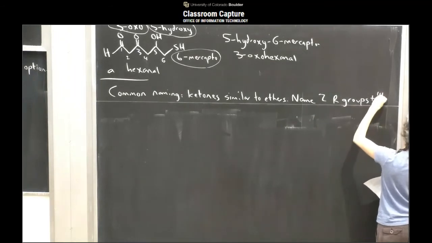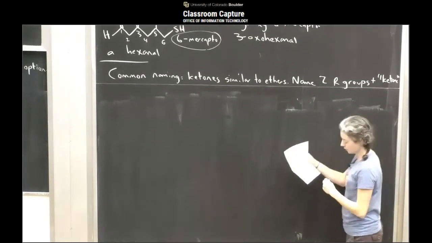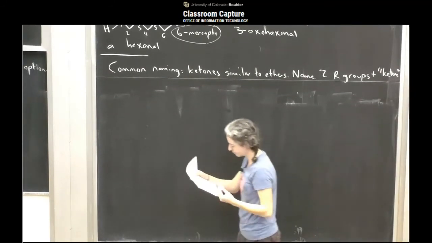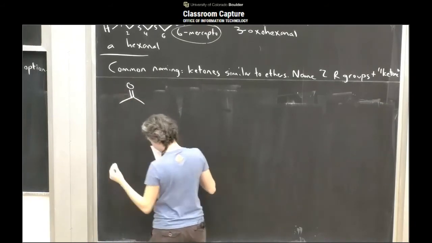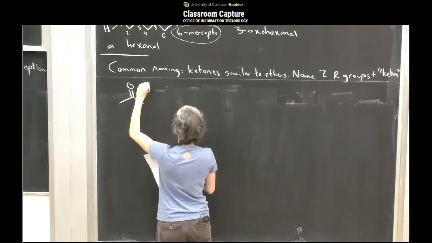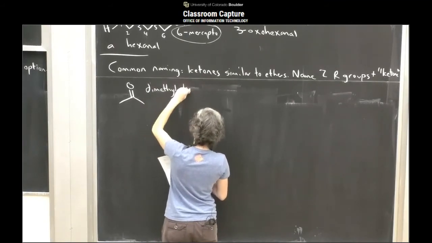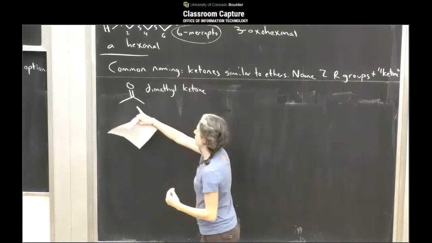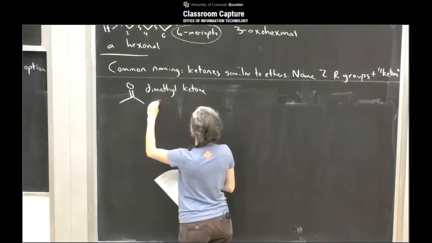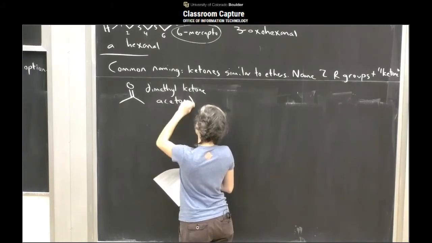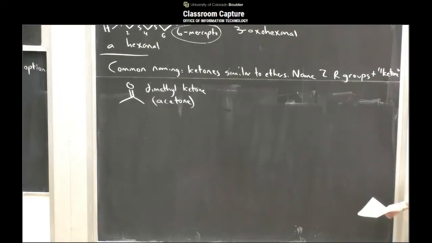And then you just say ketone as a separate word. So this one under common, you could also call it dimethyl ketone if the two R groups on either side are the same, but no one calls it that either because it has an even older name that got grandfathered in even to the common naming system, which is just acetone.